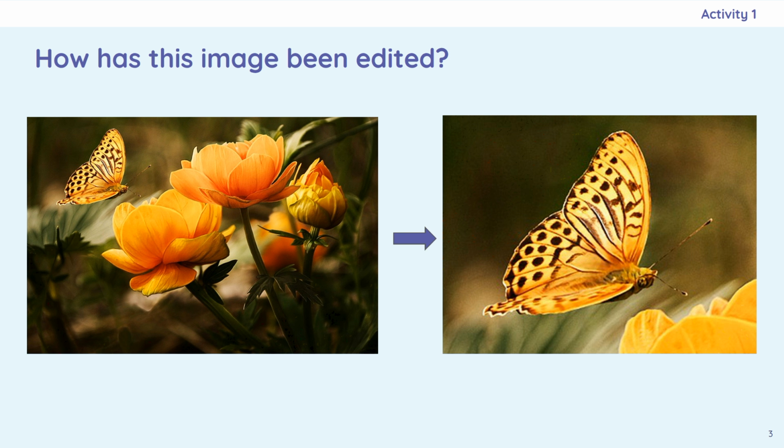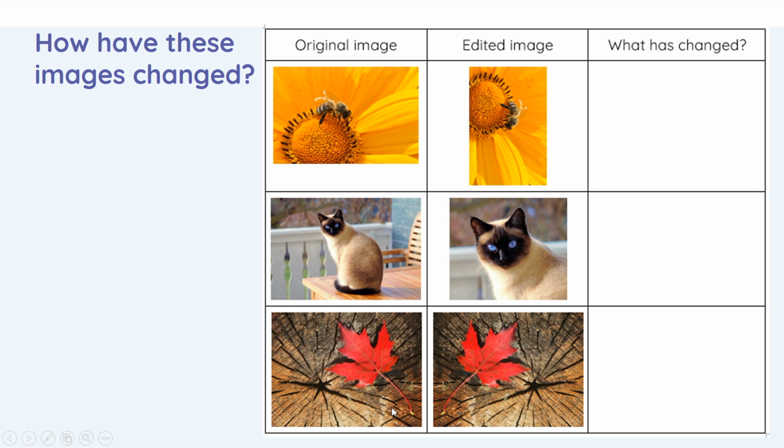So how has this image been edited? We can see that we have cropped part of the image, and that consequently ends up with us just having the part of the image that we want to look at, and it also then increases the size of it. On the screen there are 3 original images. What I'd like you to do is pause the video and just think about how they've been changed to create the edited image in the next column. Pause the video now and then come back to me when you've had a chance to think about that.